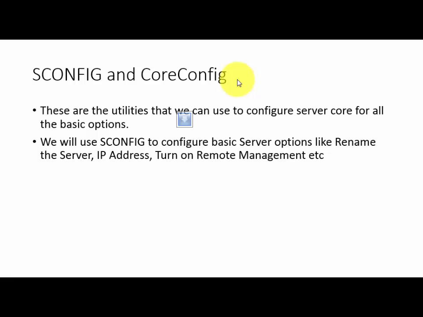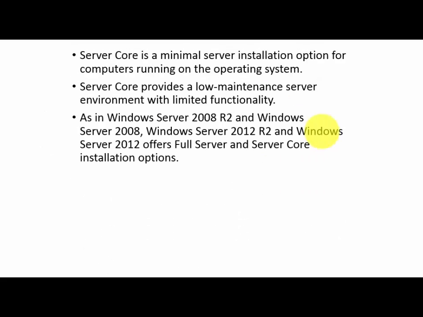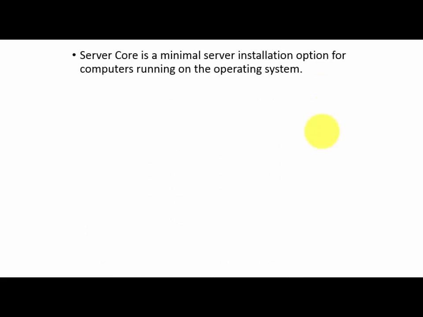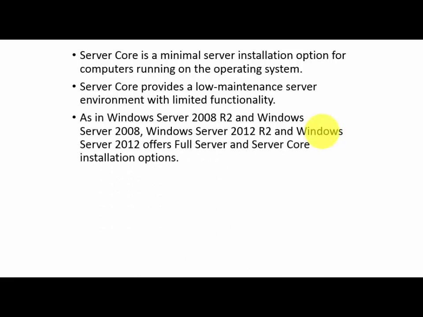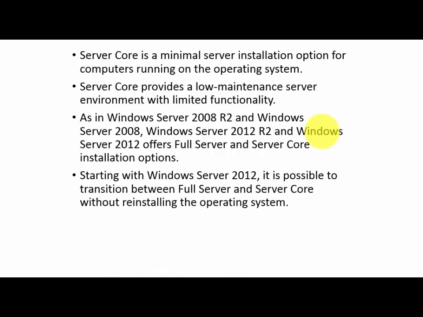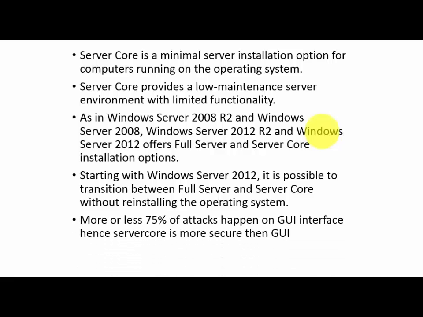Okay, so we've talked about sconfig for server core, and this is a slide, and I'm just going through that quickly. That it's a minimal server installation, and it's a low maintenance server. It was introduced in 2008 R2, 2012, and 2012 R2. It's available, but there are many good features in 2012. And 75% of the attacks happen on graphical interface. Loopholes are found there more, so command prompt is more secure.